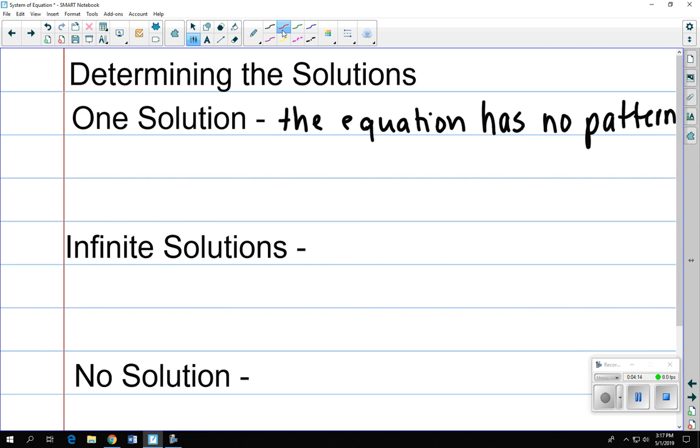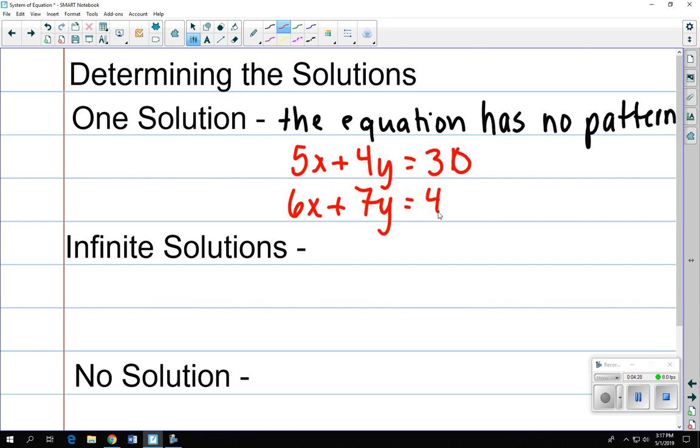So if I give the equation 5x plus 4y is equal to 30, and 6x plus 7y is equal to 4. If you notice, there is no distinct pattern where I can take this first equation, multiply or divide it to get the second equation. If I have that pattern that shows up in all three of my terms, this is where an infinite solution is shown.